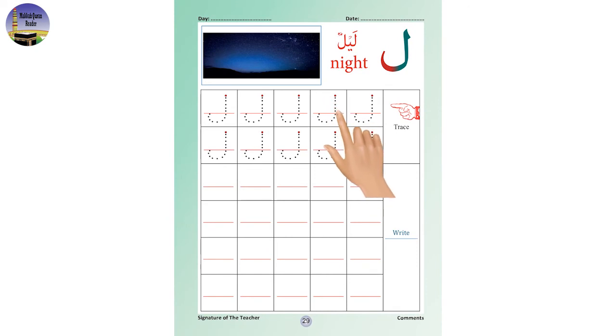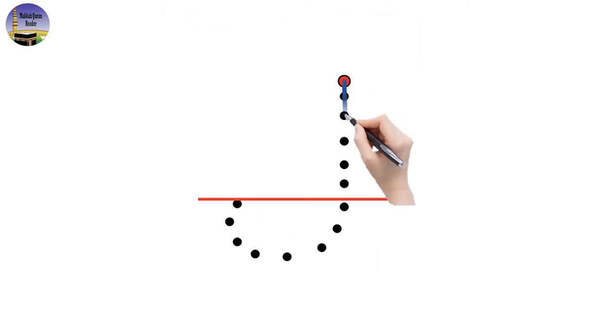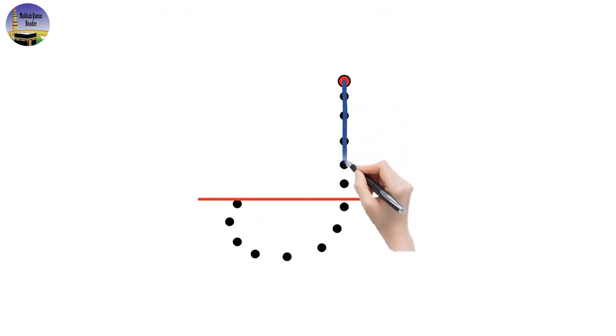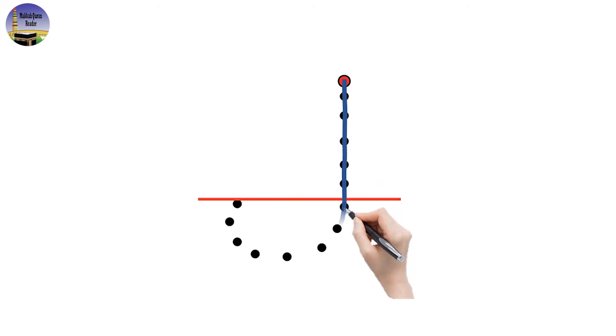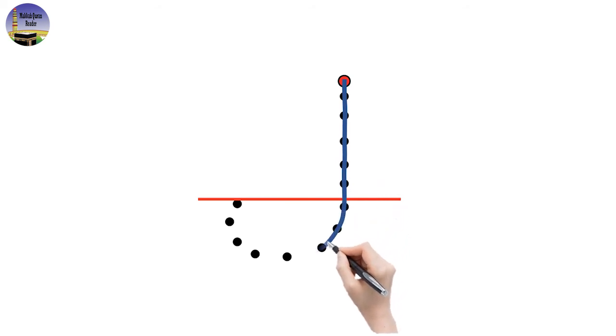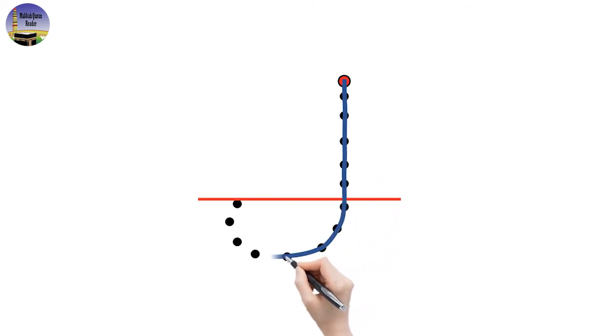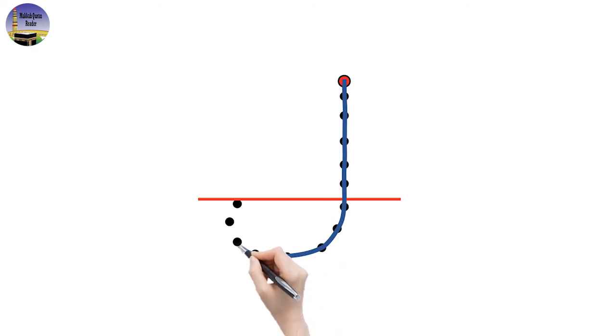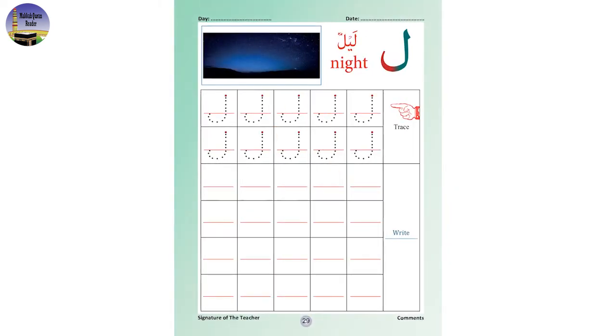Second one. Start from the red dot. Go down. Make a half circle under the red line. Lam. Lam for Laylun. Laylun means night.